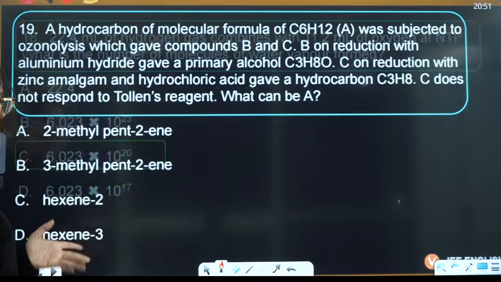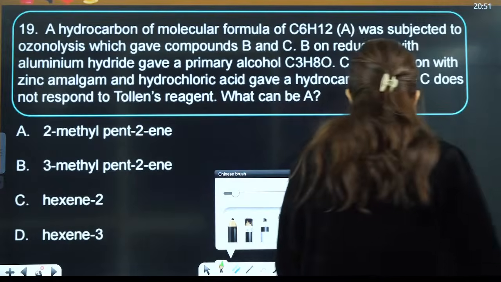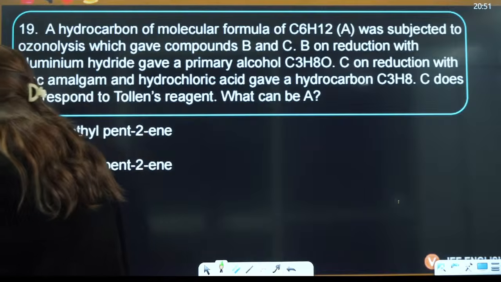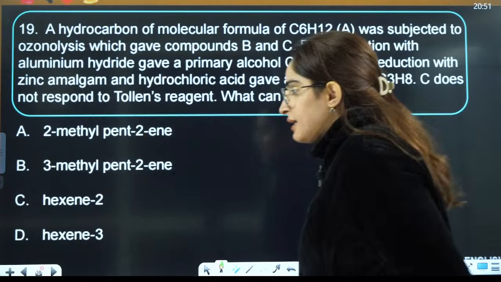Okay, so very simple question, right? Now if you see this question here again, right? Let's see.